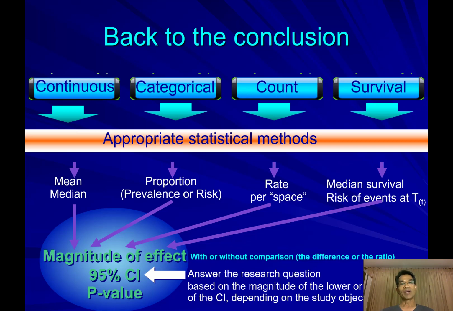As long as we answer the research question based on the magnitude of the effect, which is the lower or upper limit depending on the study objective, it will always be safe. Even if you have your own opinion, your audience still has the evidence for their own judgment, so that we do a good thing for society, we add something, we don't mislead them.